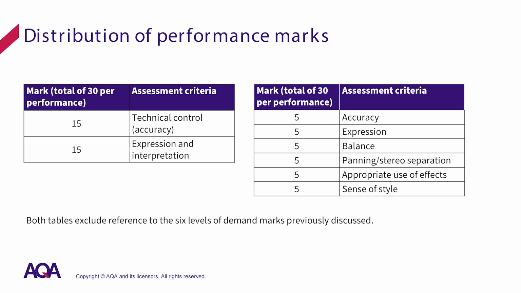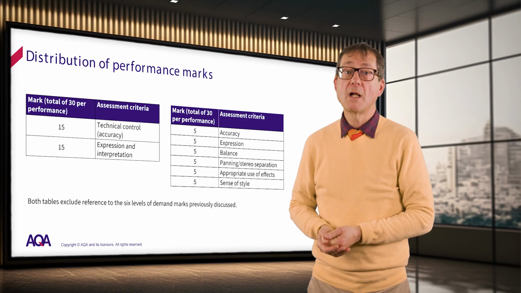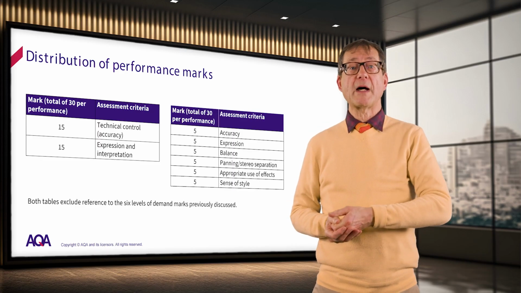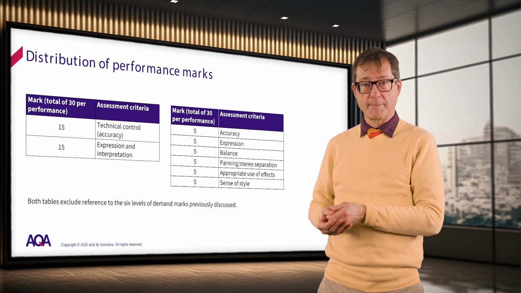Overall, the marks remain the same, 15 marks each for the two categories, giving the same overall total. The total mark of 30 from the two columns has been divided into 6 areas, with 5 marks available for each area. 6 times 5 equals 30. Production via technology is all about the final audio recording.